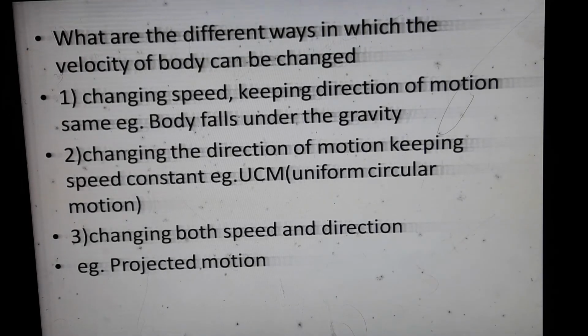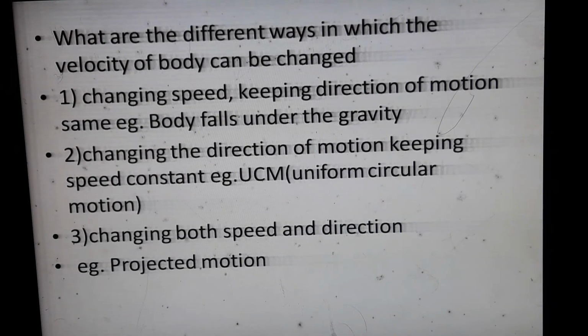The last one: changing both speed and direction. When is it possible? Whenever the speed is changed and the direction is also changed. It is possible in projectile motion. Now what do you mean by projectile motion? Suppose you take one football on the ground and you just kick that football. What you have noticed is that the football goes in the air and after some time it lands a far distance from you.